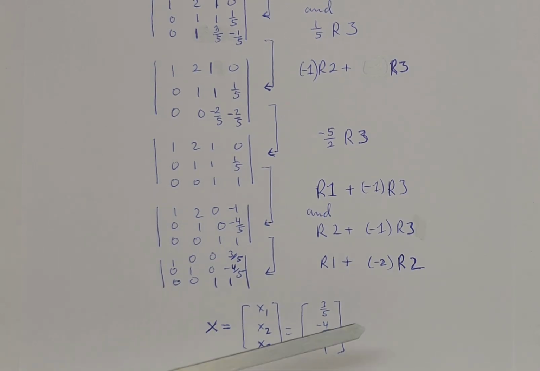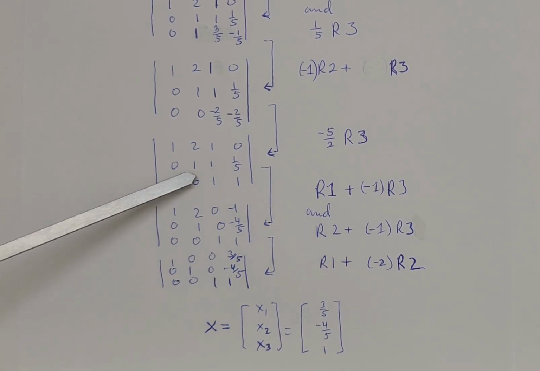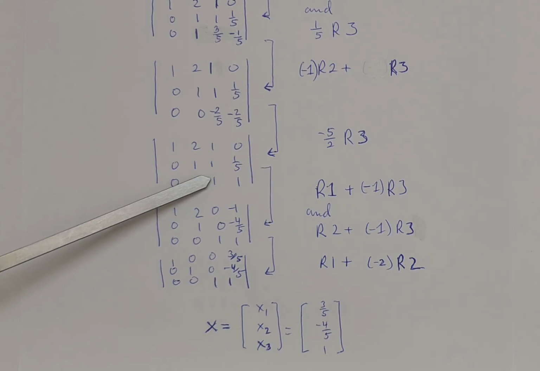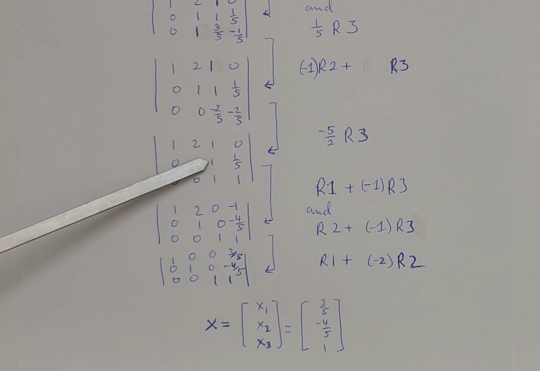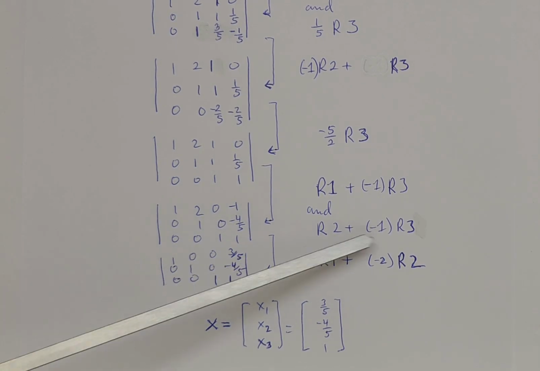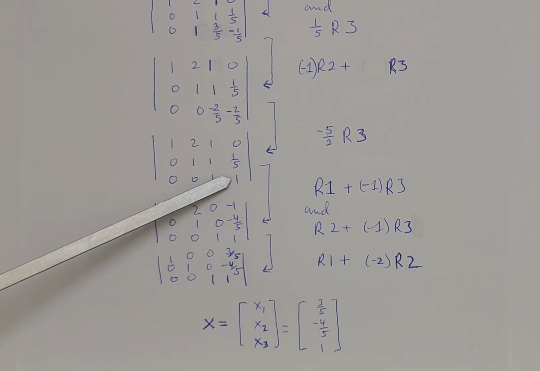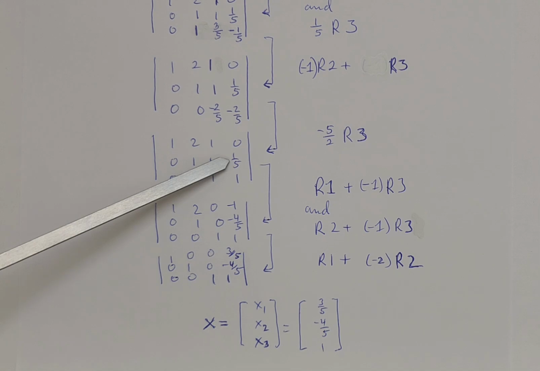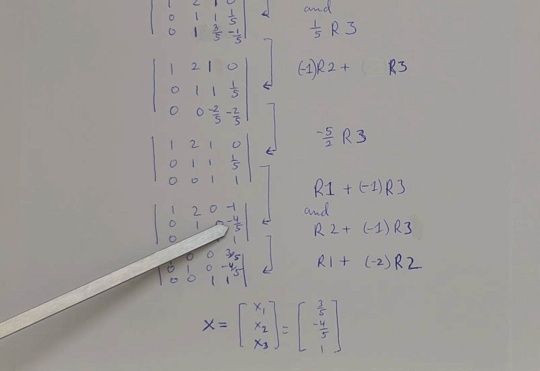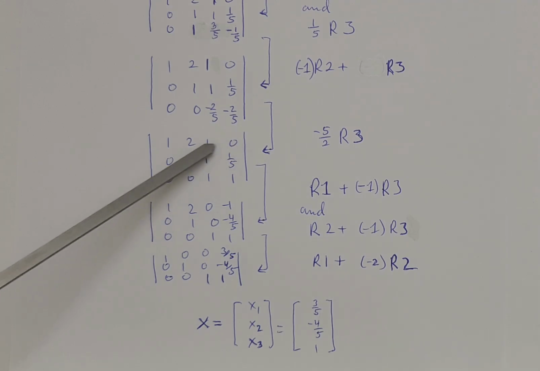One more time. Negative 1 times 1 is negative 1. Negative 1 plus this 1 is 0. Negative 1 times 1, which gives me negative 1. Negative 1 plus 1/5, which is negative 4/5.